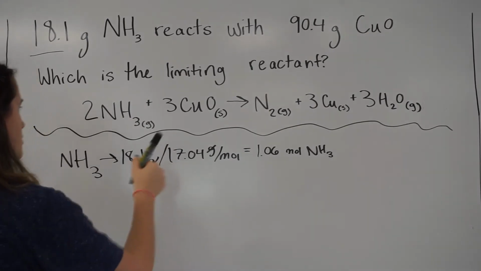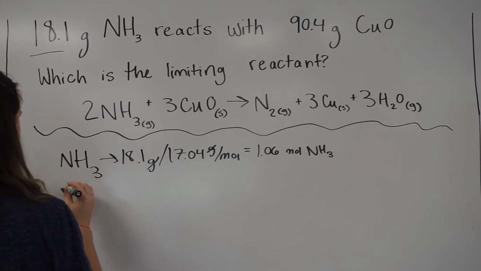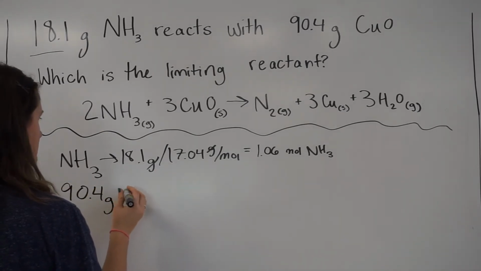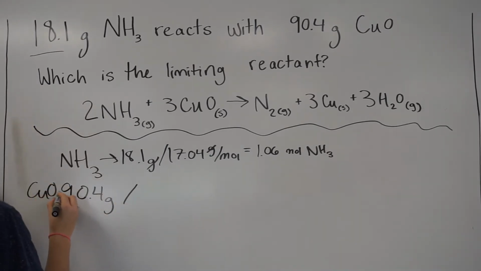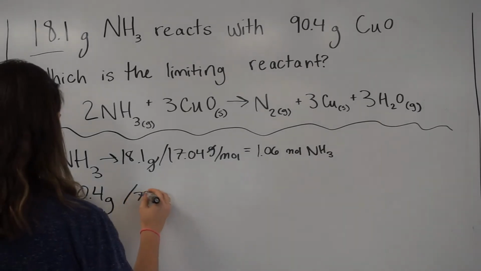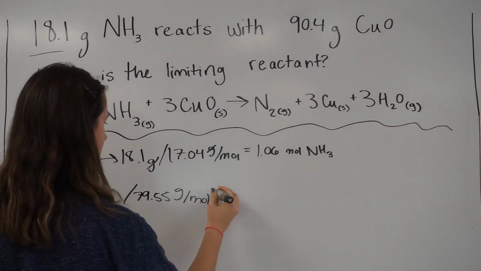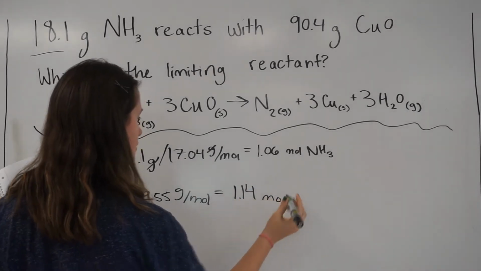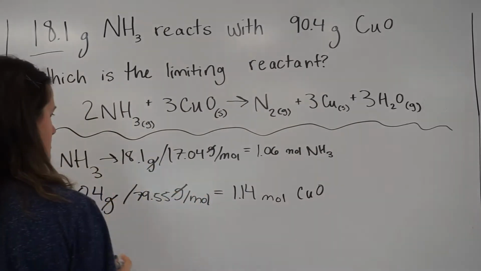And then you're going to move to copper oxide. So you have 90.4 grams of copper oxide, and then you're going to divide that by its molar mass, which is 79.55 grams per mole for copper oxide. Once you divide that out, you have 1.14 moles of copper oxide. And again, those grams are going to cancel out.